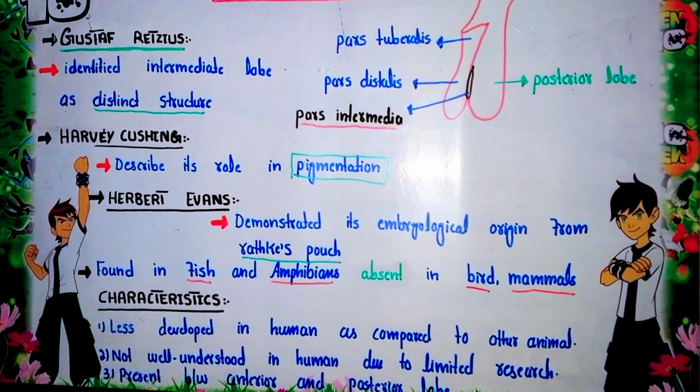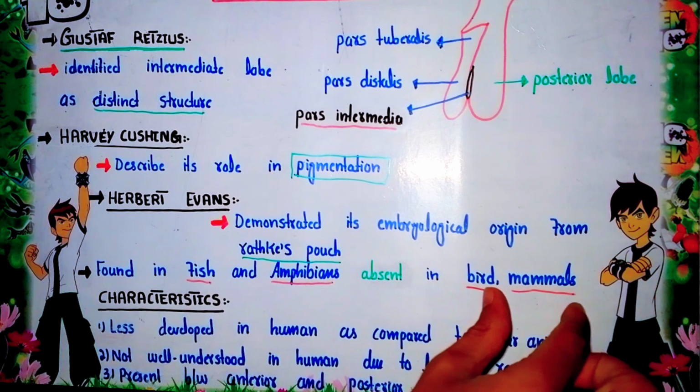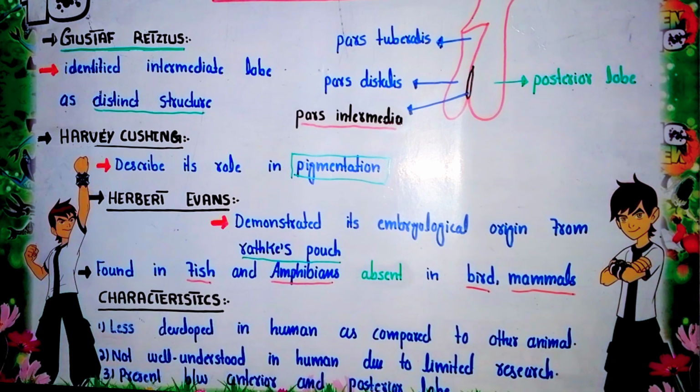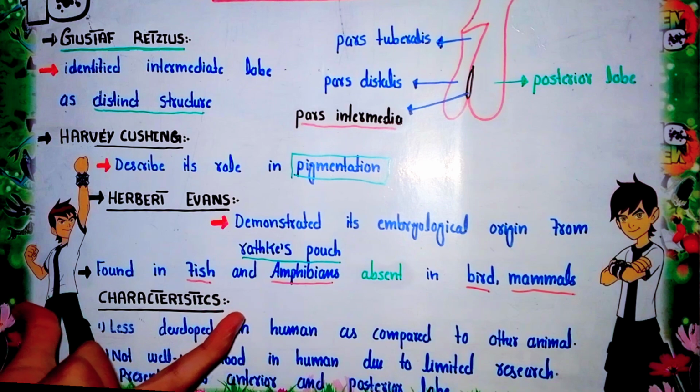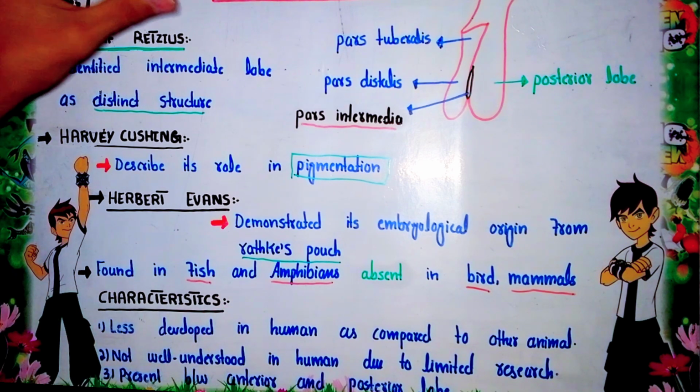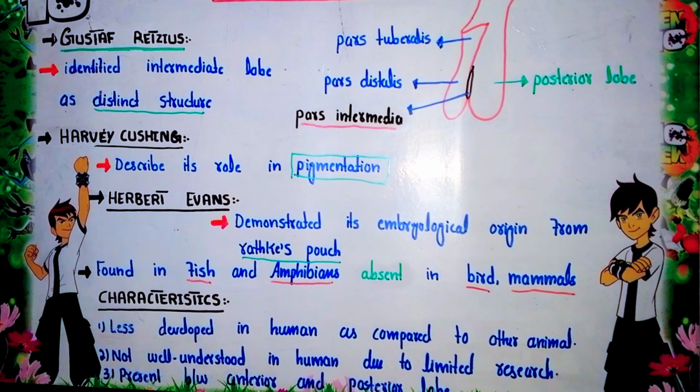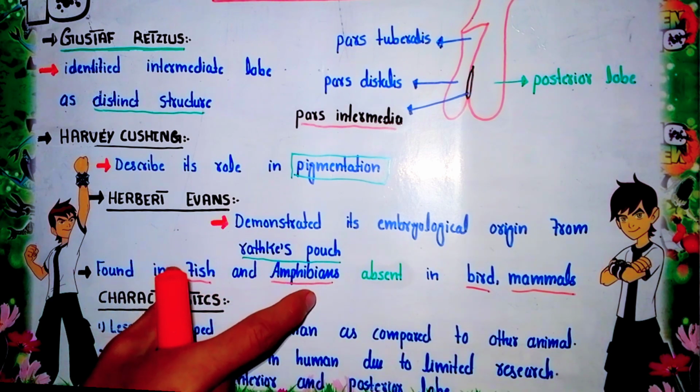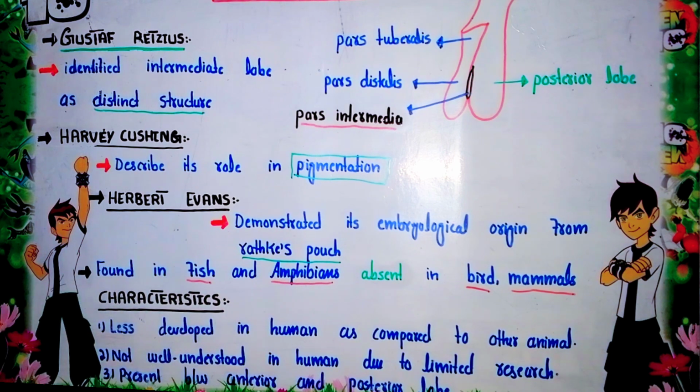Now how skin pigmentation in humans occurs, that we will discuss later on. But here you can focus only on the intermediate lobe. So here some of the unique characteristics of the intermediate lobe of the pituitary gland are mentioned. The first one is that it is less developed in humans as compared to other animals. It is more developed in fishes and amphibians, as we have already discussed, but humans, which belong to the mammals, have a less developed intermediate lobe.